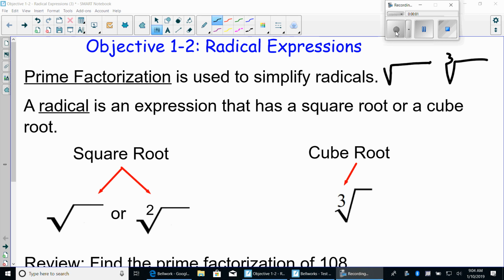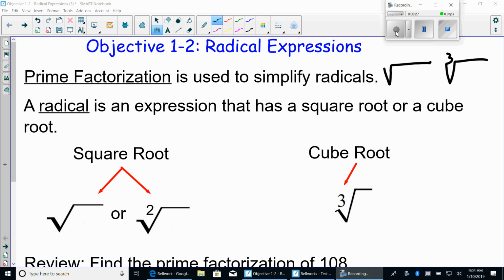All right, good morning. This is going to be Objective 1-2. We are going to simplify radical expressions, and we just talked about when I use the word radicals, I'm talking about square roots, cube roots, fourth roots, fifth roots, sixth roots. We're going to specifically talk about square roots and cube roots in this class. If you're going to Algebra 2, you'll get into fourth roots and fifth roots and sixth roots and seventh roots and so forth and so on.